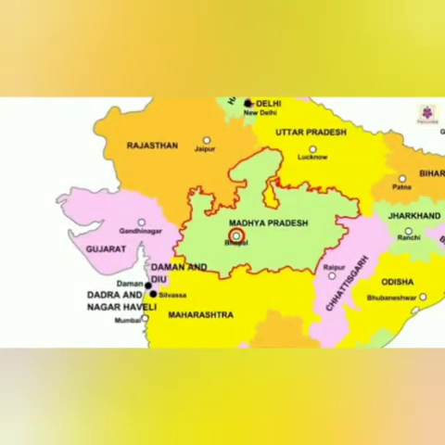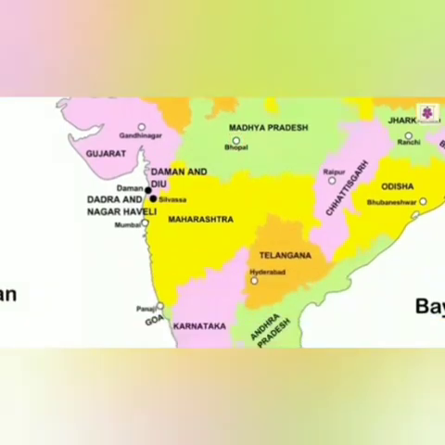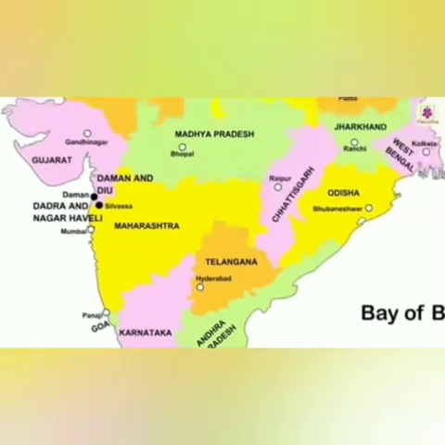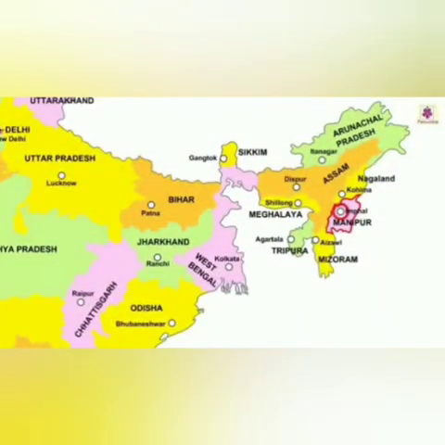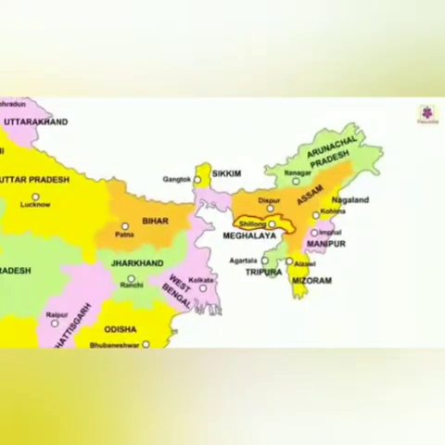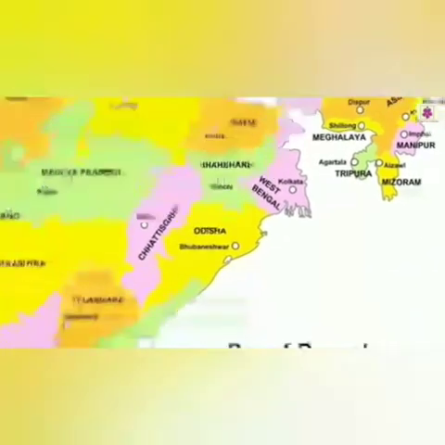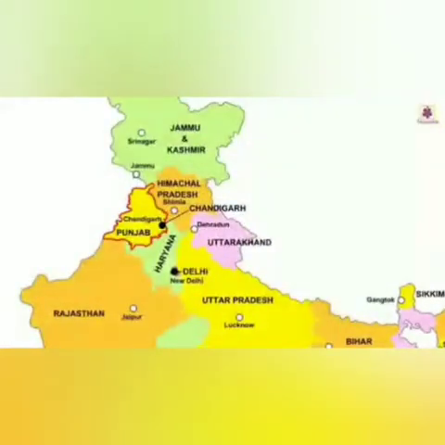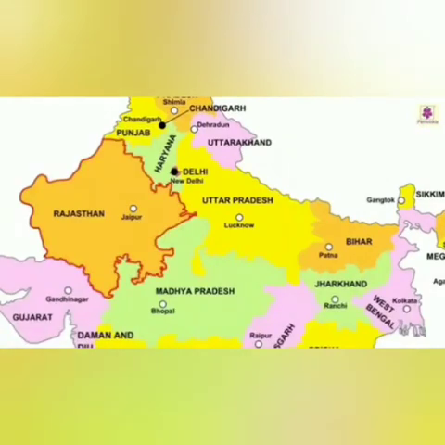Next is Madhya Pradesh. Its capital is Bhopal. Next is Maharashtra. Its capital is Mumbai. Next is Manipur. Its capital is Imphal. Meghalaya. Its capital is Shillong. Mizoram. Its capital is Aizawl. Next is Odisha. Its capital is Bhubaneswar. Next, Punjab. Its capital is also Chandigarh. Rajasthan. Its capital is Jaipur.